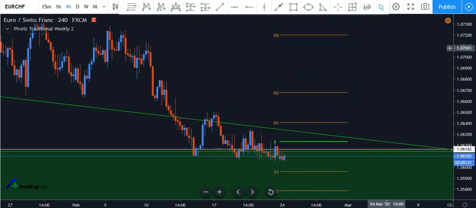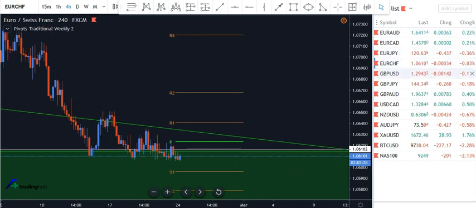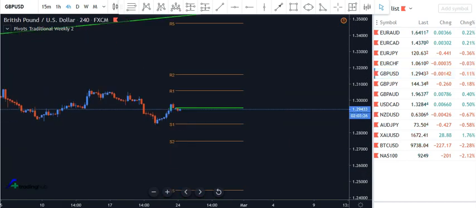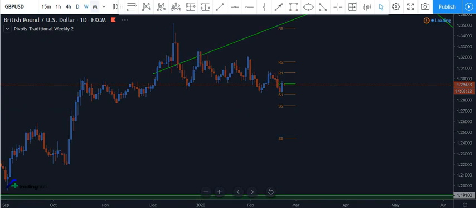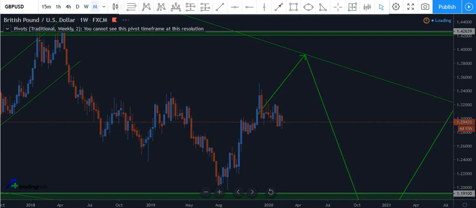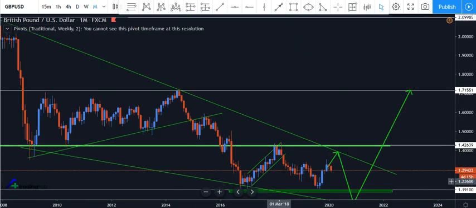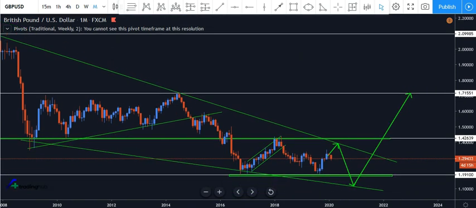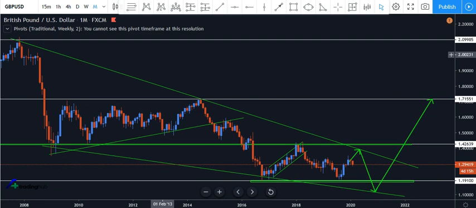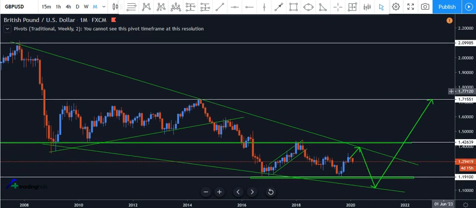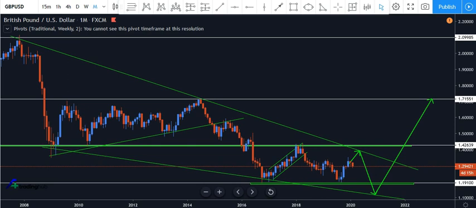Alright, so let's look at the next pair. Pound dollar, weekly. Let me show you guys something from monthly first. Alright, so this is my analysis, the overall market structure on this chart on a monthly. You see what price is doing, and I'm long term bullish. So right now I still expect price to push up to this point before a drop down.